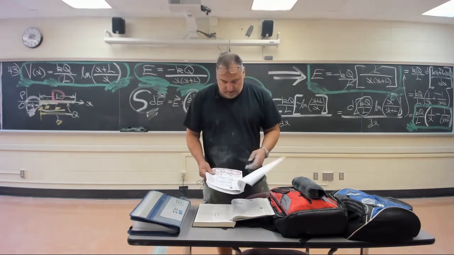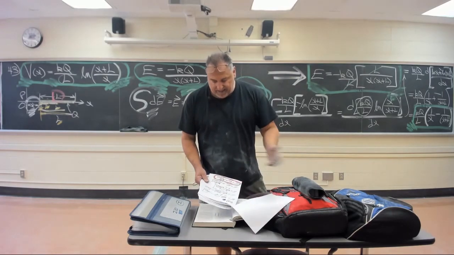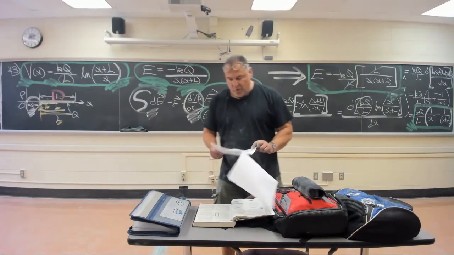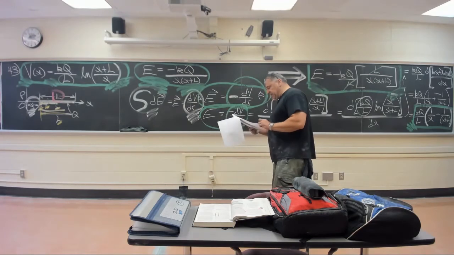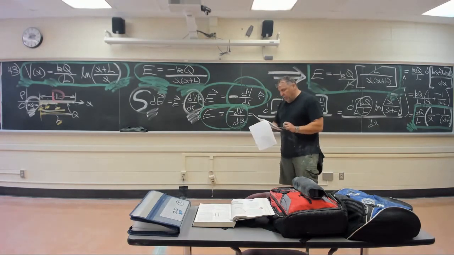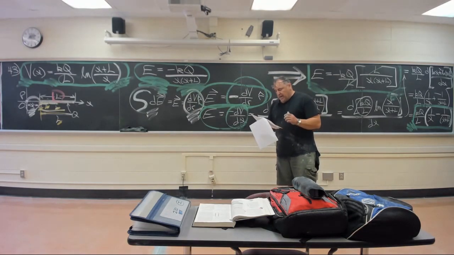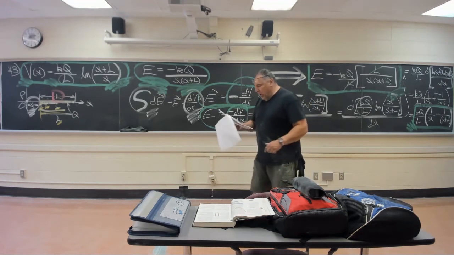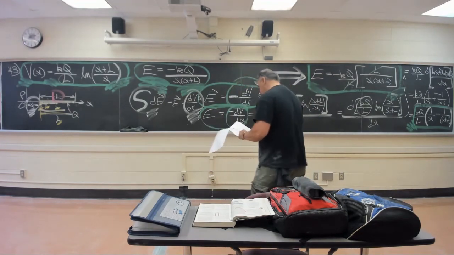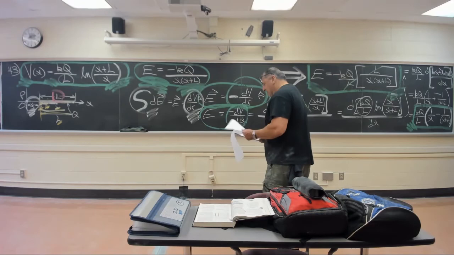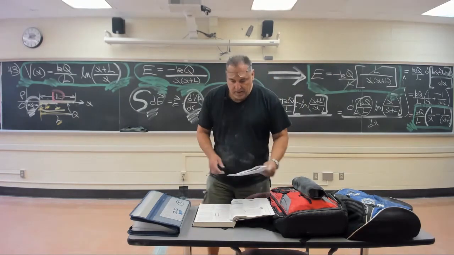And there it is. You're looking right at it. E sub x is k capital Q over the quantity x times the quantity x plus L. And that's it. That's it. Okay.